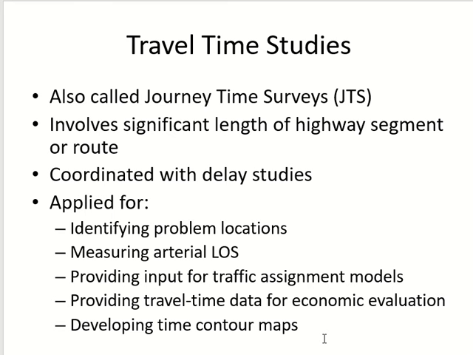Okay, whenever we talk about speed studies, we also talk about travel time studies because speed is related to time. Another name for travel time studies is journey time surveys, JTS. Journey time survey or travel time study means the same thing. Now what's the difference between a travel time study and a spot speed study? We are talking about spot speed up till now, right?